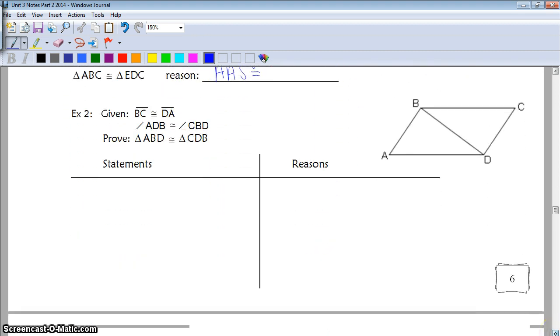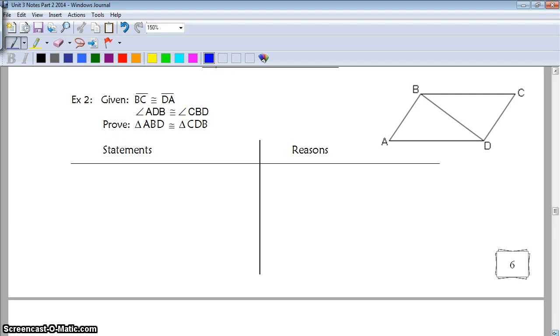Notice here, there's not any statements or any reasons written down. So we're going to do the entire proof together. Always start with your given information. So our first statement is segment BC is congruent to segment DA. Our reason? It's in the given. Mark it in the picture. BC congruent to DA.